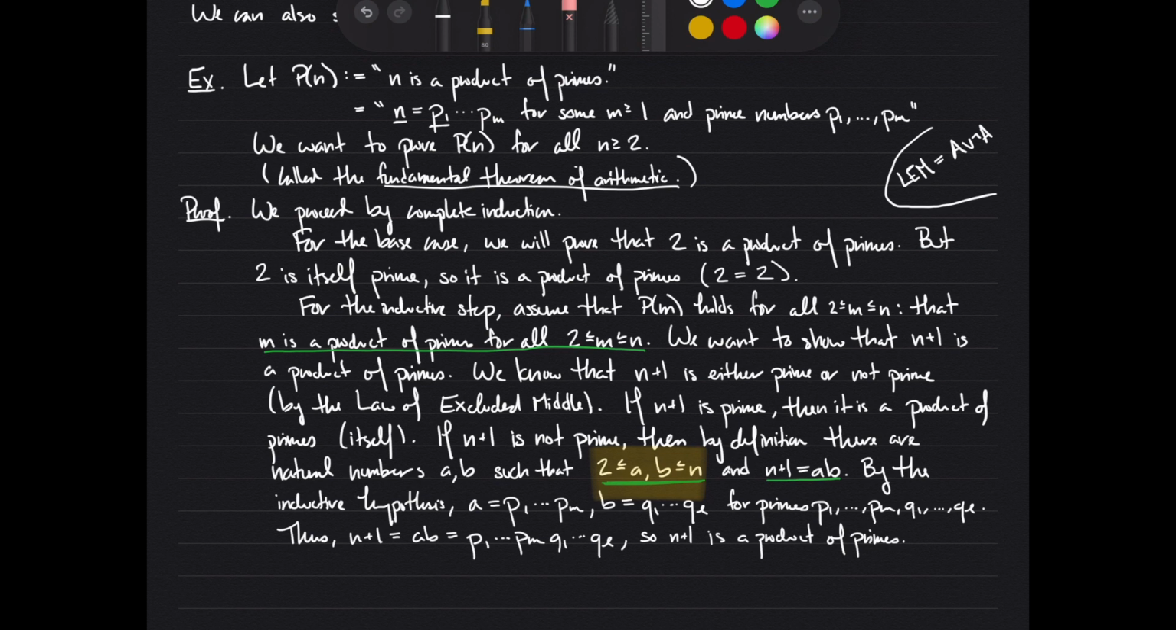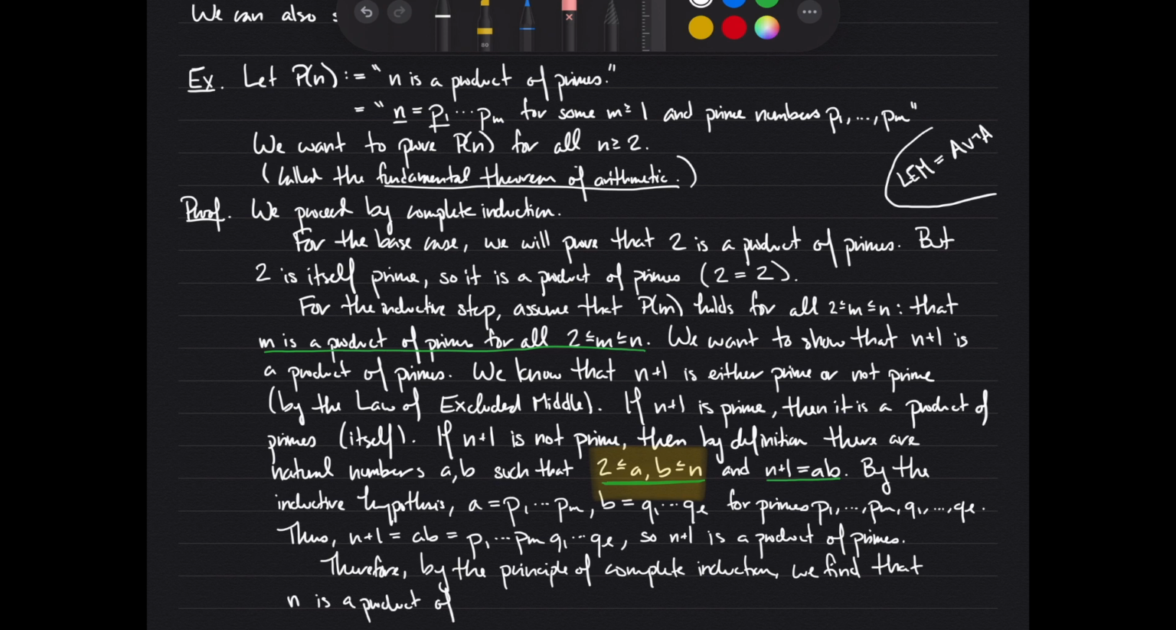Okay, so we can finish up our proof and say, therefore, by the principle of complete induction, we find what we were hoping to, which is that n is a product of primes for every n greater than or equal to 2 in the natural numbers.